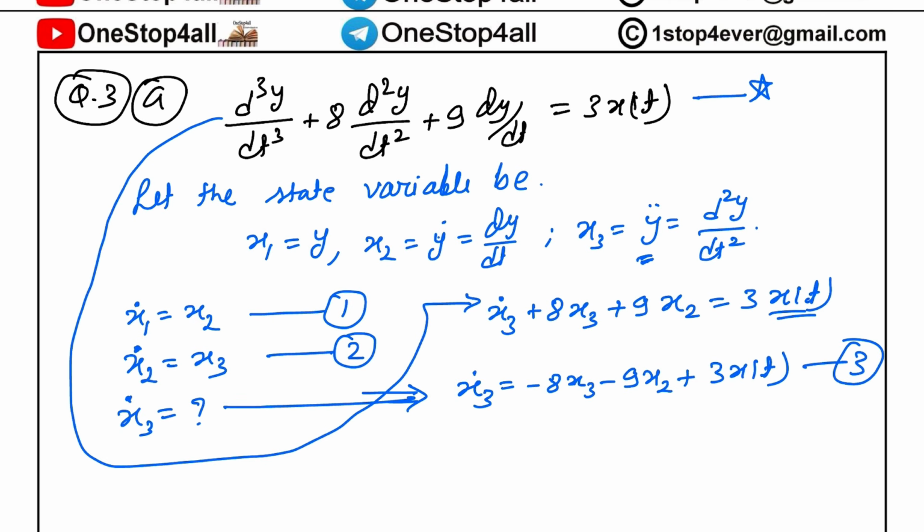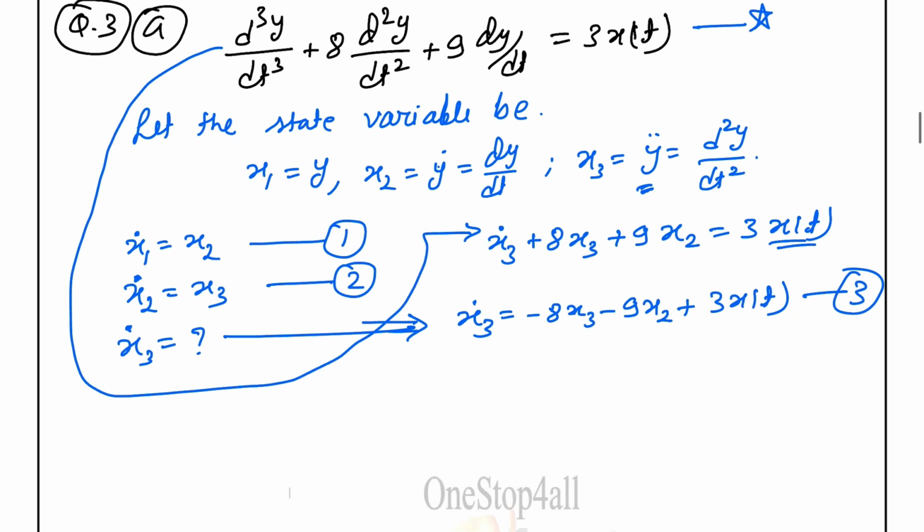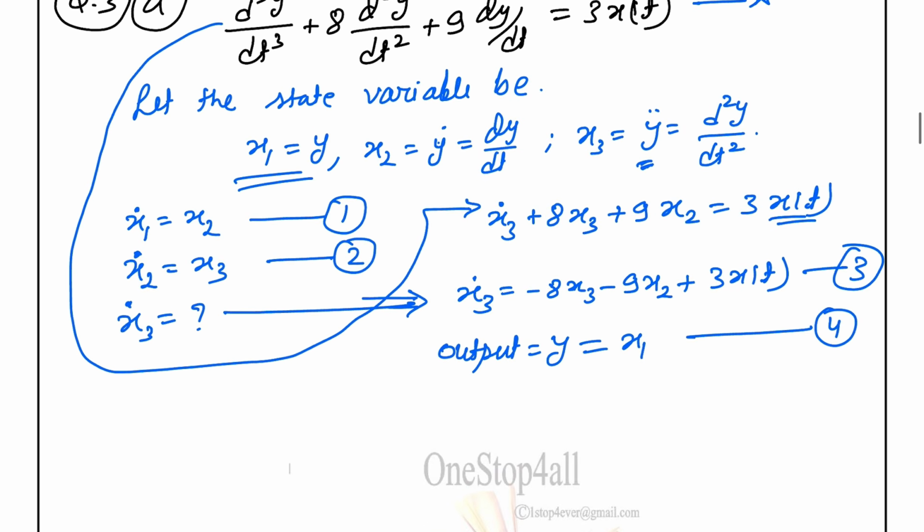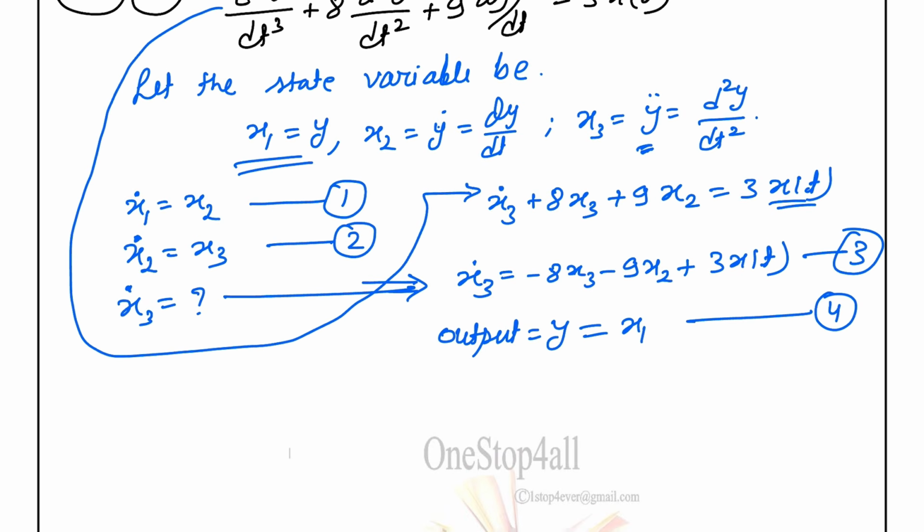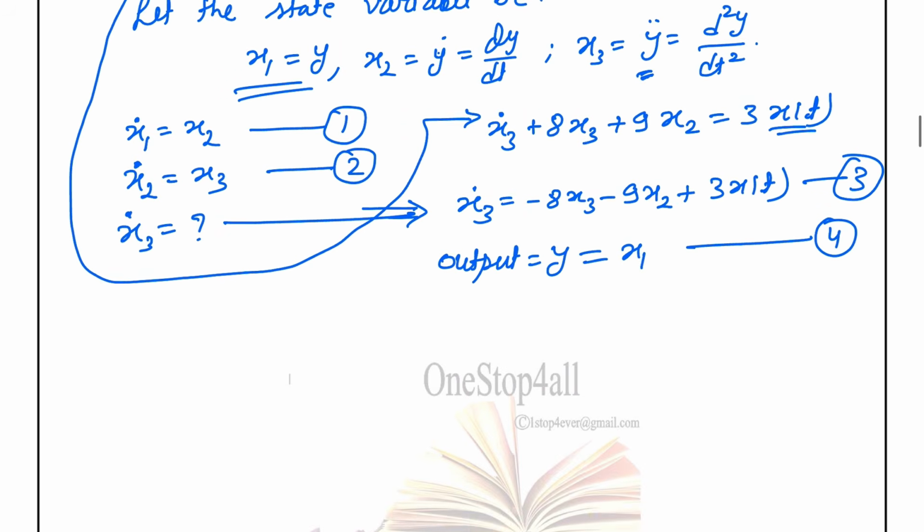Now, from these 3 equations, 1, 2, 3, we will write the state matrix, and also one important thing, the output. What is your output? Output is nothing but y, and y we already assume as x1. So, it will be x1. This is your equation 4. So, from 1, 2, 3, 4 we will write the state space model.